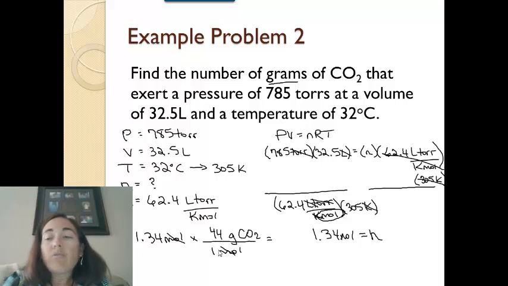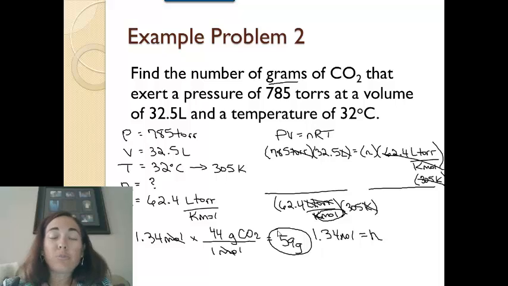So really straightforward here, 44 times 1.34. And I'm just going to go ahead and round off. You get 59 grams of carbon dioxide in this problem. So you see, the ideal gas law looks a little bit different than the others because you don't have two temperatures or two volumes or pressures. You only have one set of conditions, and you're looking at the amount of gas as well.